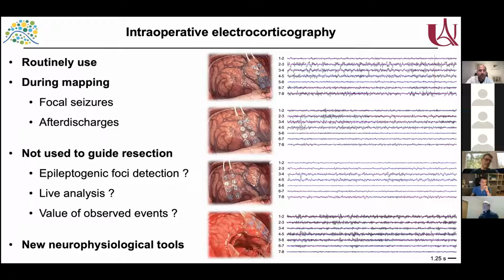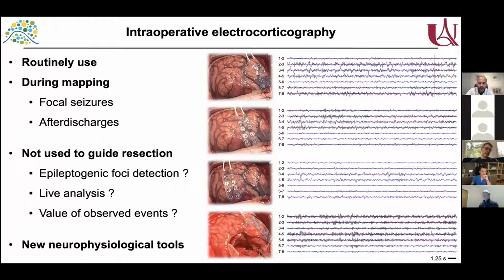It is difficult to obtain useful information from live analysis performed by the neurophysiologist, and I think that the value of the observed event on a only qualitative basis is questionable. On the right, you can see an example of the observed event in the exposed cortex with changes we observe and that are most likely induced by the tumor itself.